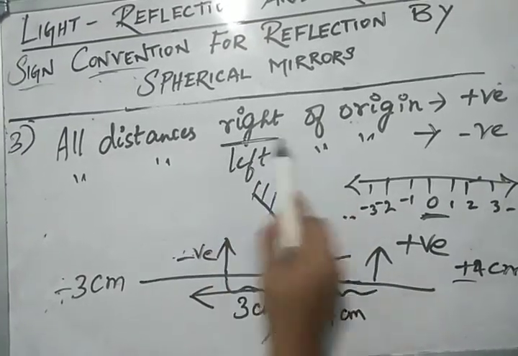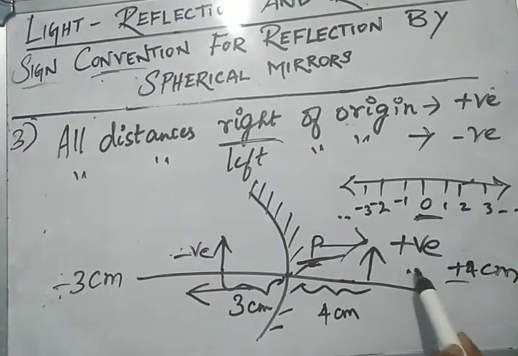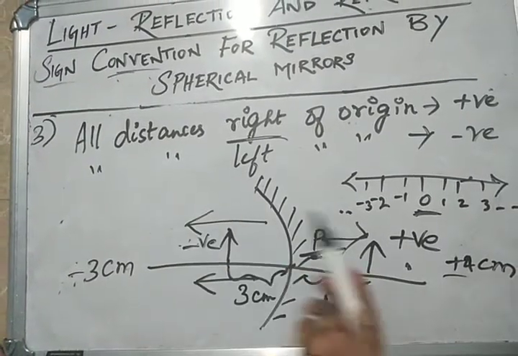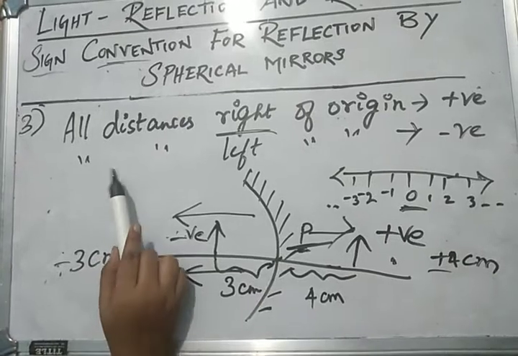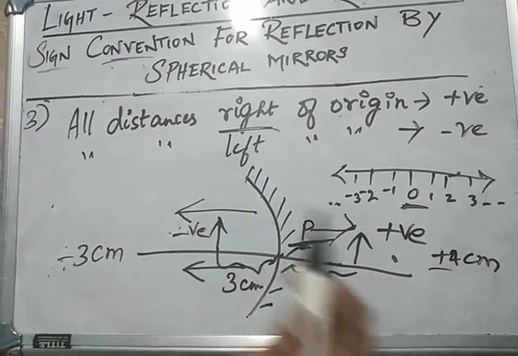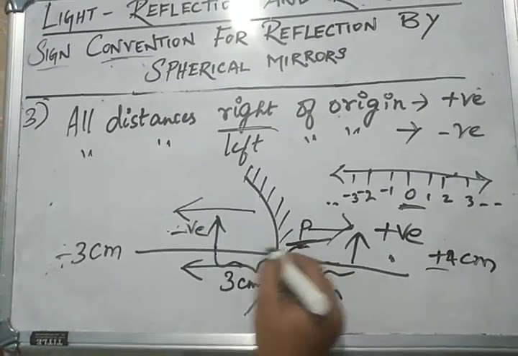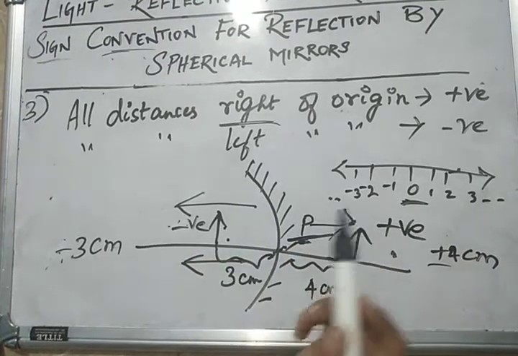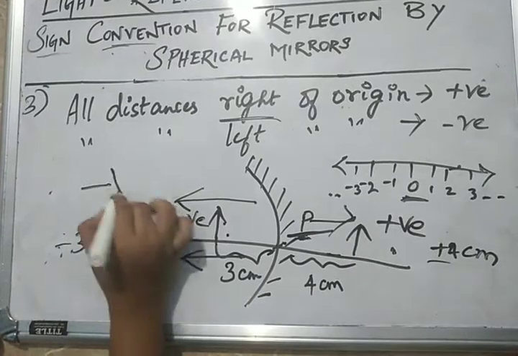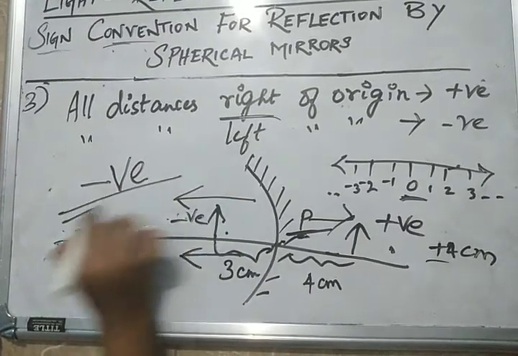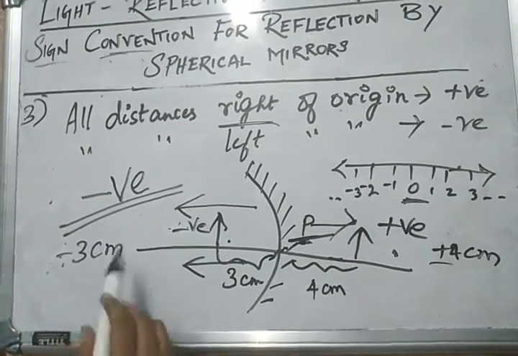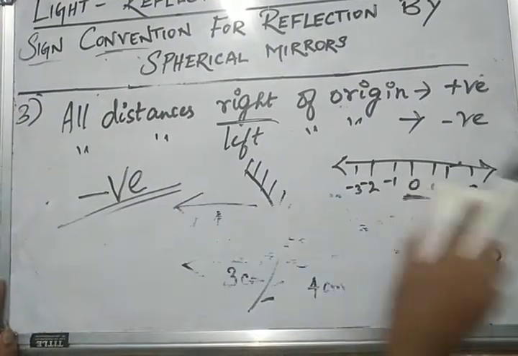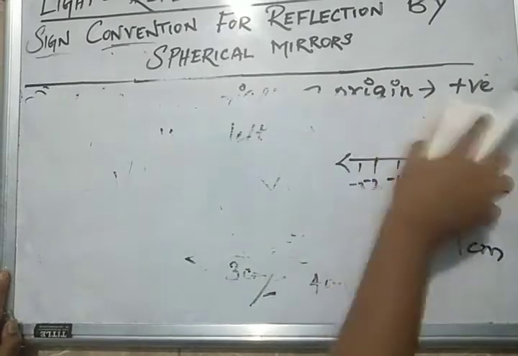Distances right of the origin are taken as positive. Distances left of the origin are taken as negative. Now, in the first sign convention, I told you that objects are placed where? Towards the left of the mirror, always towards the left. That means object distance is always negative. Object distance is always negative. Okay, never forget this.